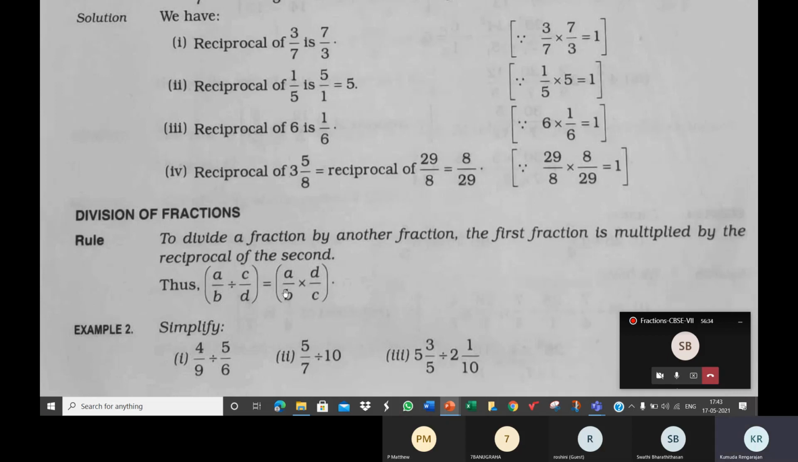Now we know how to multiply two fractions, right? You have to just multiply the numerators and multiply the denominators. Or if you can simplify, you should first simplify and then multiply. So let's see these examples.